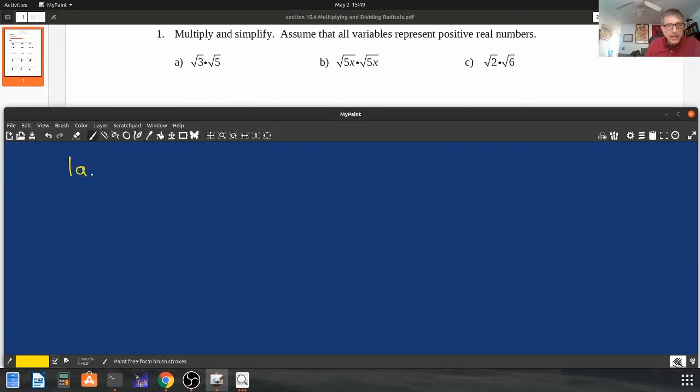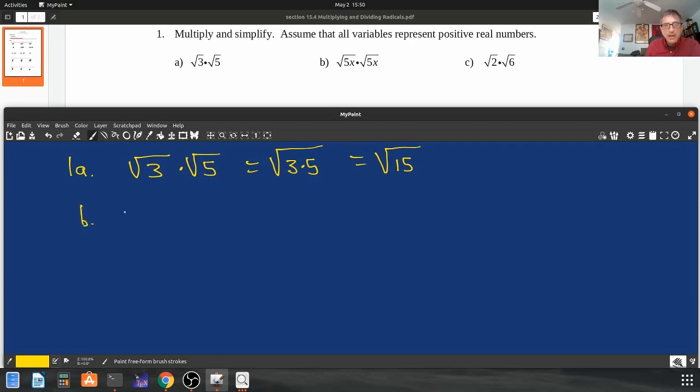So 1a, the square root of 3, notice 3 is prime, and the square root of 5, that's also prime. Well, that's equal to the square root of 3 times 5 by the product rule, which is equal to the square root of 15. And I already know I can't simplify it at all because 3 and 5 share no factors and they're both prime.